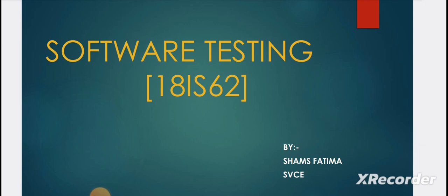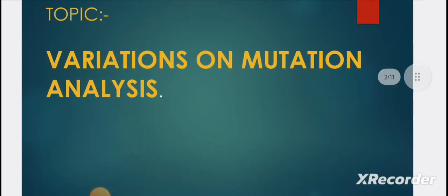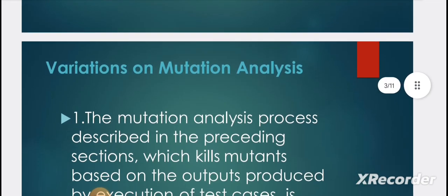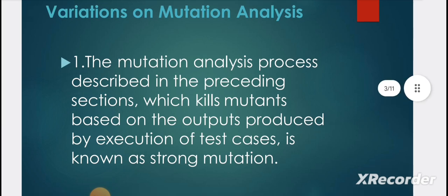And today we are going to speak about software testing. The topic inside software testing is variations on mutation analysis. So there are basically three cases of variation on mutation analysis. The first one is that it kills the mutants based on the output produced by execution of test cases, and hence it's called strong mutation.